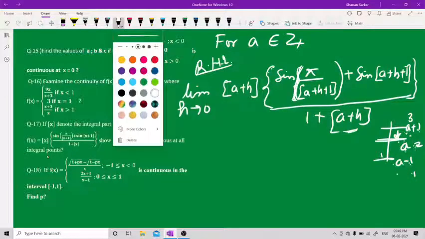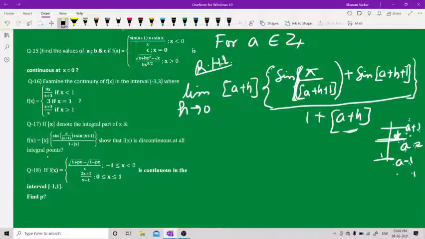Let me rub all these numbers. This one, and this one. So let's take a plus h. A plus h will give me a, because a plus h is in between a plus 1 and a. So the limit as h tends to 0 will give me a.